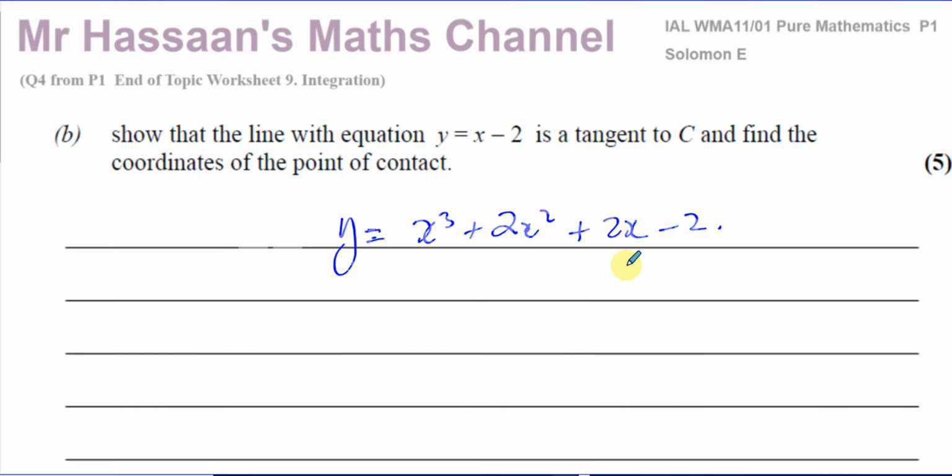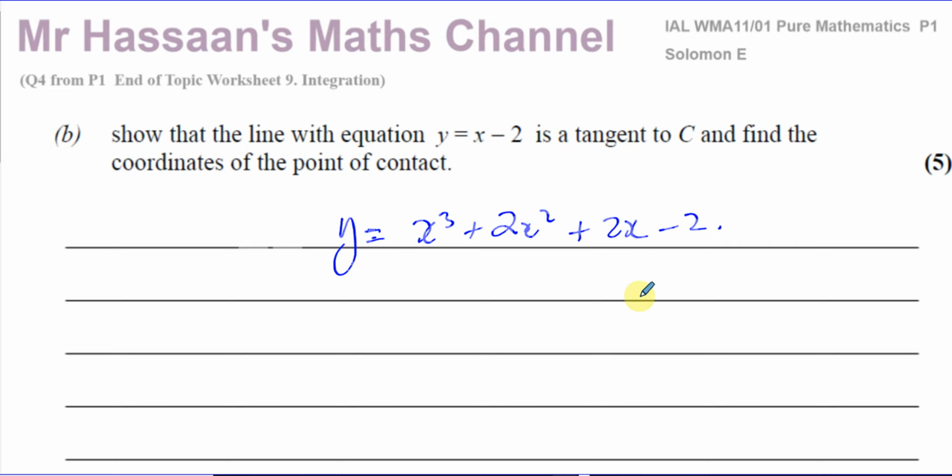Now for part B, it says show that the line with the equation y equals x minus 2 is a tangent to C and find the coordinates of the point of contact. Now, if I want to find where a line and a curve, or 2 curves, intersect, I have to solve the equations of those simultaneously, right?